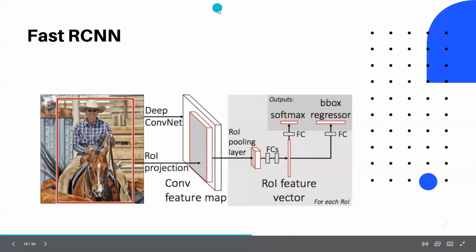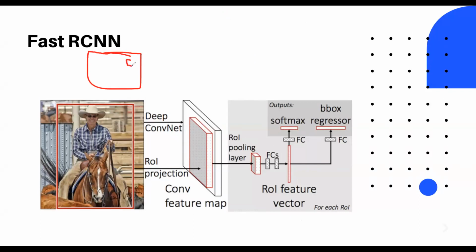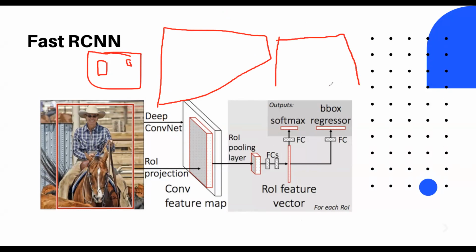And the idea is pretty simple. Instead of sending every single proposal through the CNN again and again and again, what we do is send the whole image through the CNN and get the activation feature map, which is an image. And of course, if we use same padding, let's say, to give us an output equal to the same size, we could do a direct mapping from these region proposals to region proposals in the feature map.